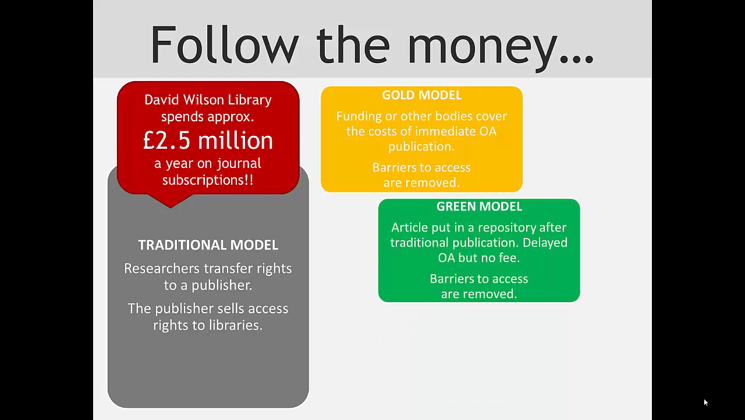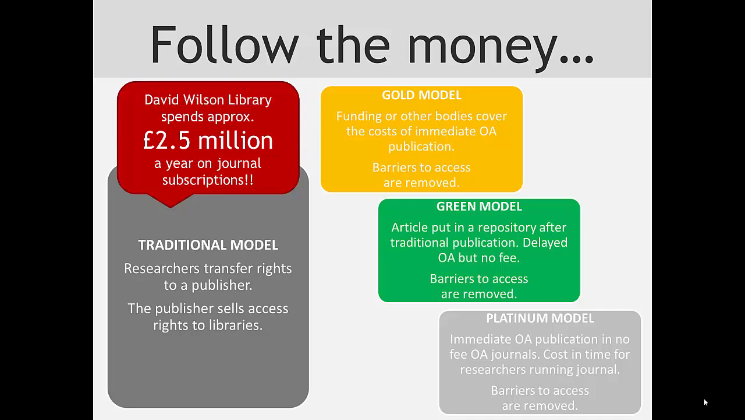The Green model assumes you are submitting your article to a traditional journal, however, you are not paying an open access fee. Instead, you deposit a copy of your final author manuscript in the Leicester Research Archive. The LRA team then check the journal's open access policy and make your article freely available when the journal allows it, for example 6 months or 12 months after publication.